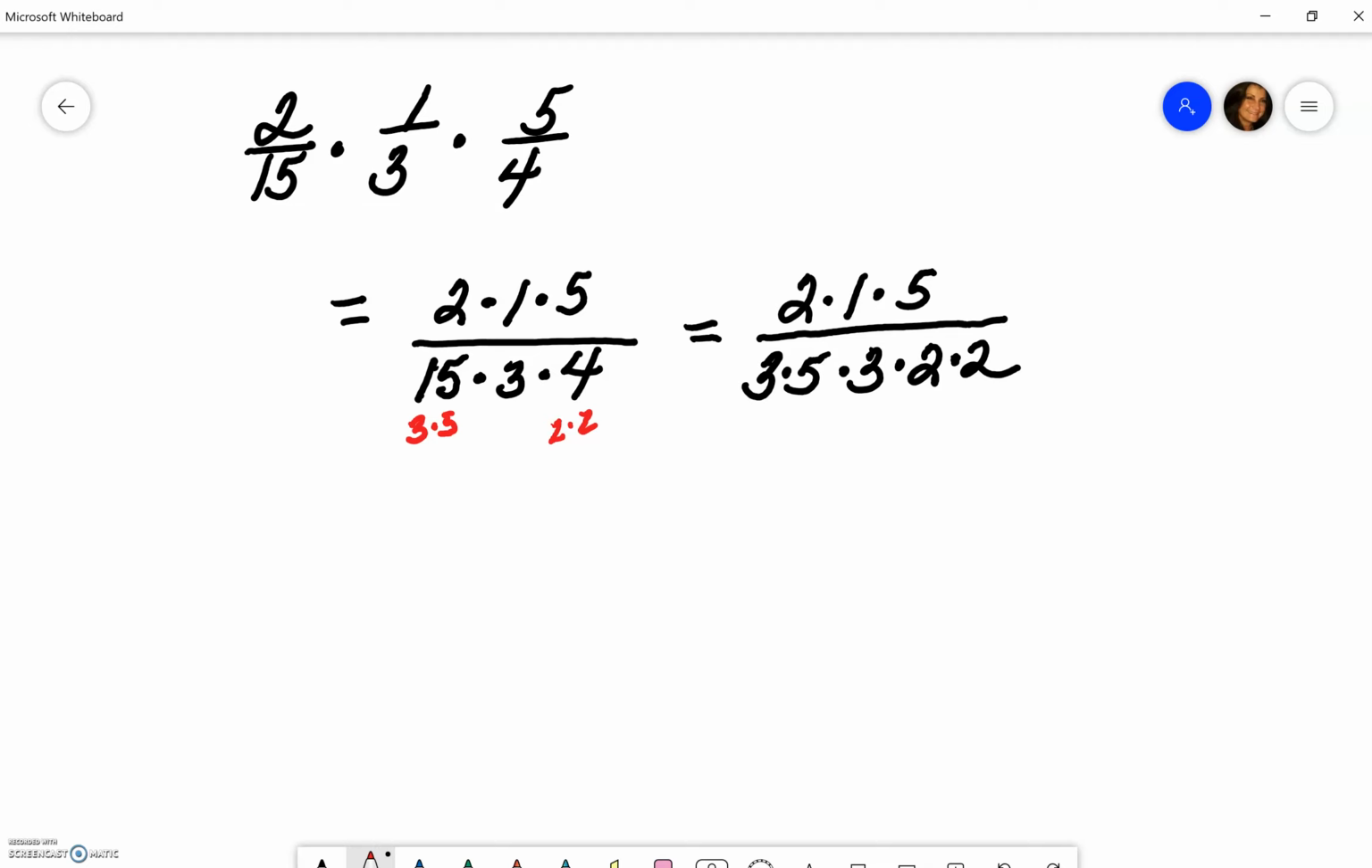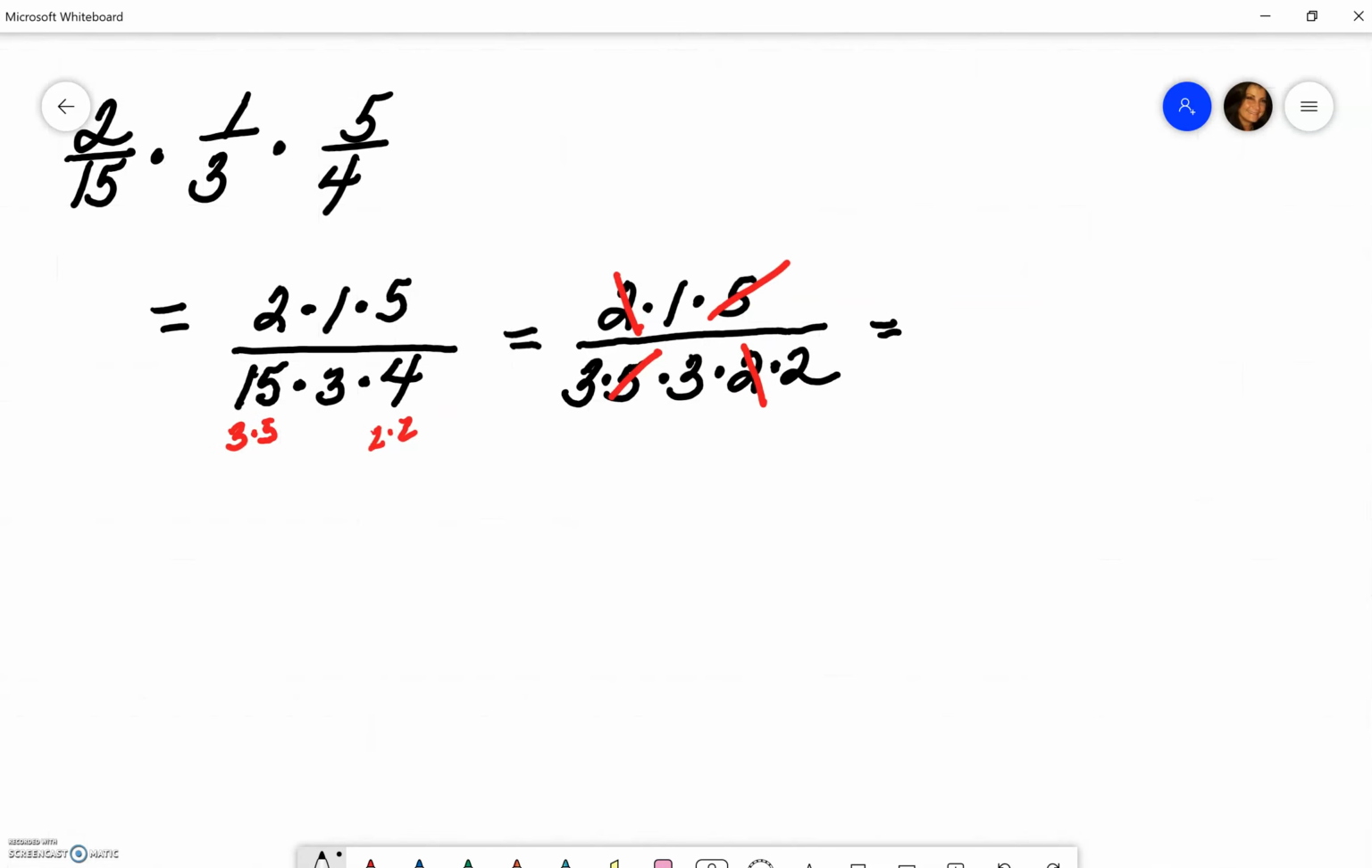Now I'm going to say, okay, I can get these 2s to divide out. I got these 5s to divide out. Now I'm going to collect. On the top, I have a 1. And on the bottom, it looks like I have a 3 times 3, which is 9. And 9 times 2 is 18. So we have 1 over 18 as our final answer.